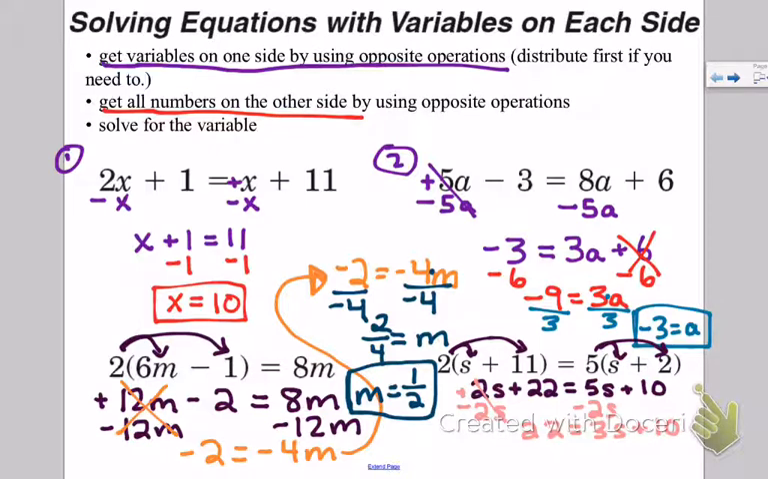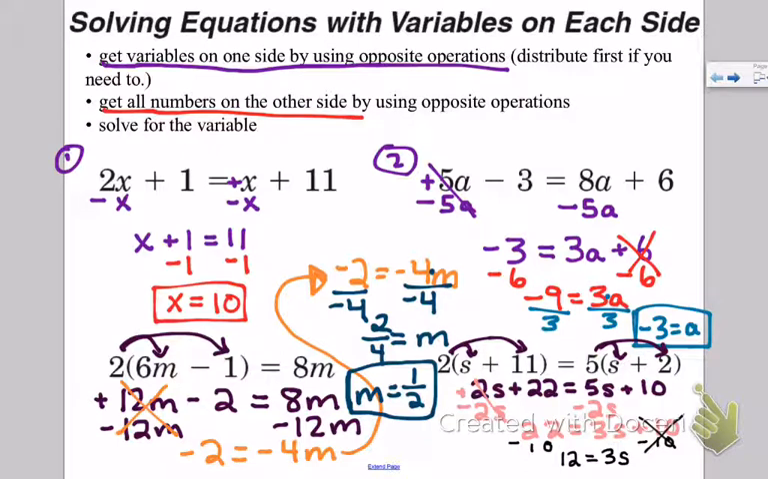Next, because I moved my variables to the right, I need my constants or my regular numbers on the left, so the 10 needs to move. I'm going to subtract it because that is the opposite operation of addition. 22 minus 10 is 12, and that's equal to 3s, and the 10 and the -10 cancel out.